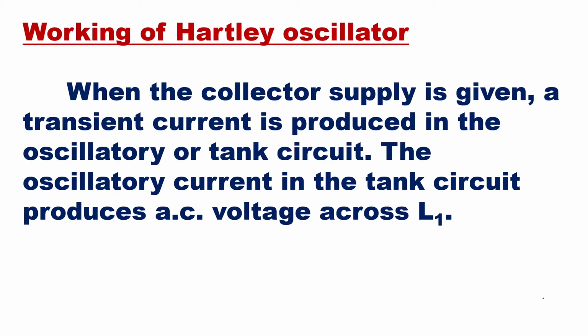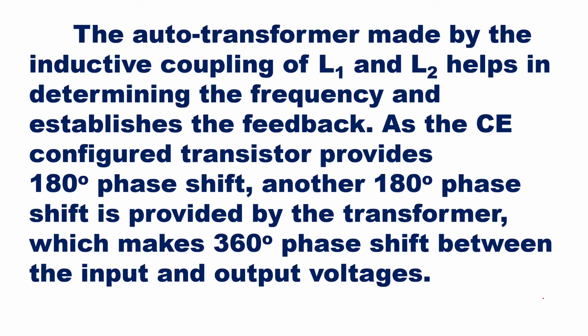Then the working of the Hartley oscillator: when the collector supply is given, a transient current is produced in the oscillator or tank circuit. The oscillator current in the tank circuit produces AC voltage across L1. The auto transformer made by the inductive coupling of L1 and L2 helps in determining the frequency and establishes the feedback, as the common emitter configuration transistor provides a 180-degree phase shift. That is, a 180-degree phase shift is provided by the transistor itself, and another 180-degree phase shift is provided by the transformer, which makes a 360-degree phase shift between the input and output voltages.